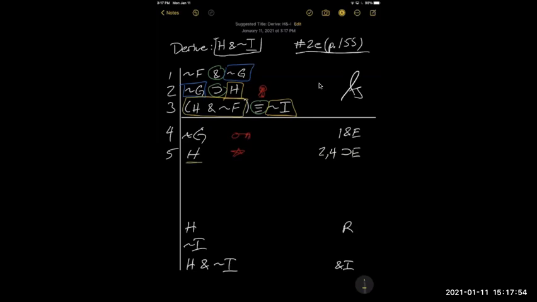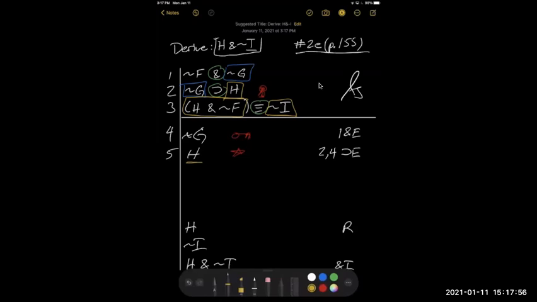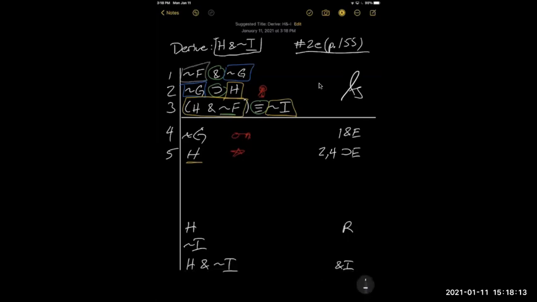I already have an H. I literally just derived it. So maybe we can get a tilde F. If I can just get a tilde F too, I can put them together with the H, and then get the tilde I. By the way, I have a tilde F up here. So here's the next thing I'm going to do.